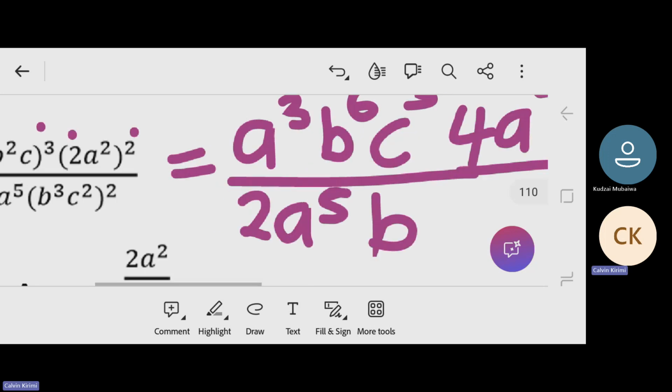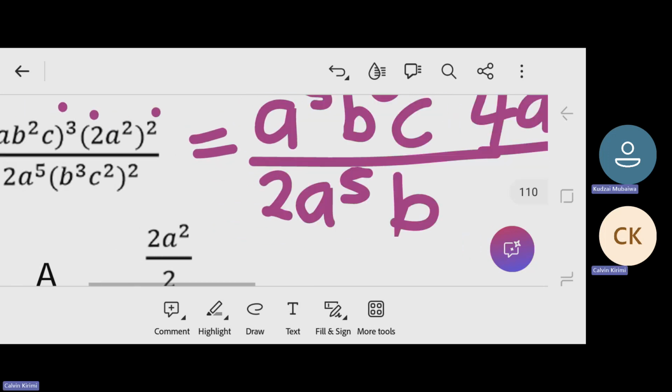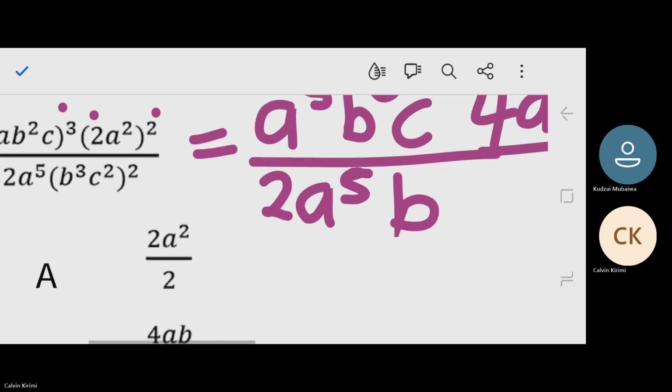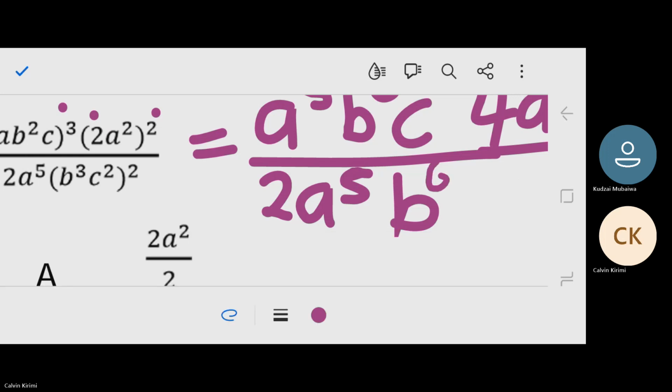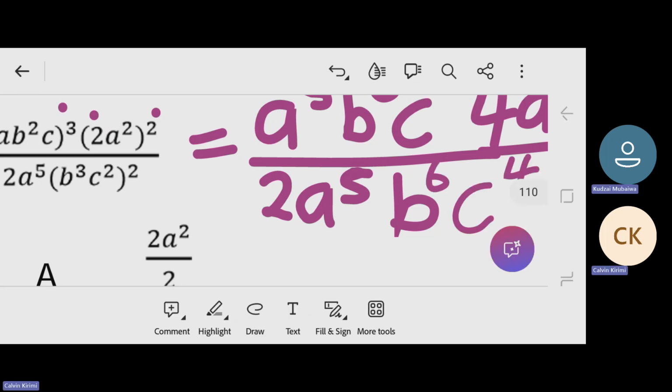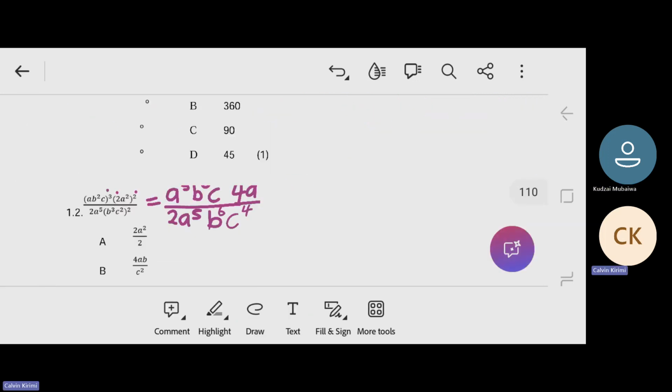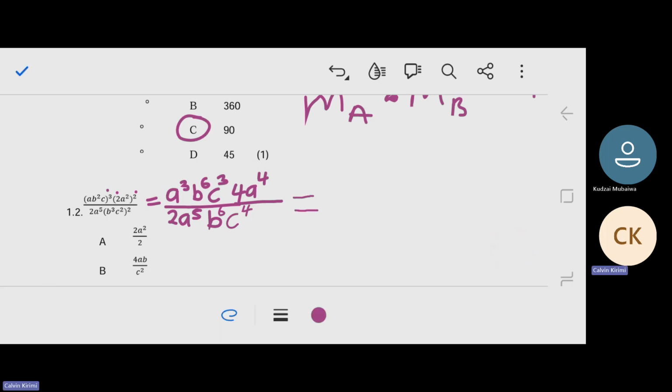B to the power 6. B to the power 6. Then C to the power 4. C to the power 4. So we have done the first part, but we have to simplify further, which is equals to what?